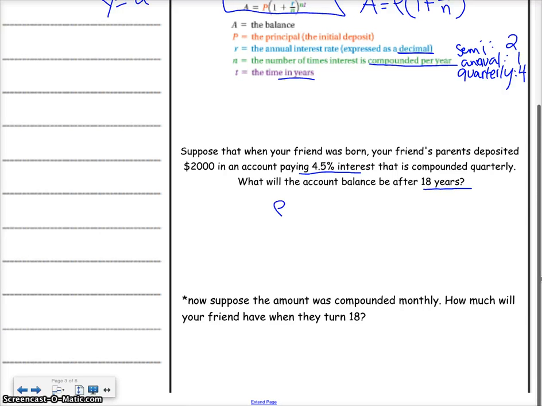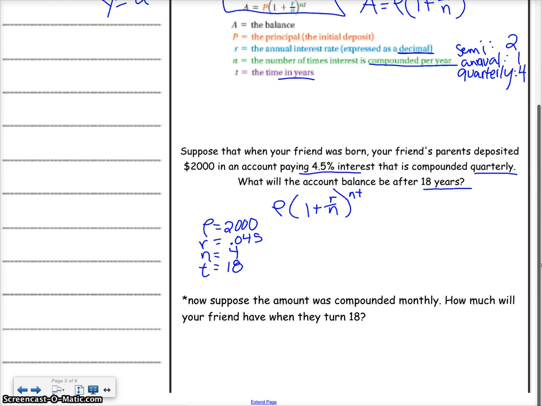So I'm going to write all these. P times (1 plus r over n) to the nt. I need to figure out all these variables, and it takes a little bit of time. P is the initial amount, so P is 2,000. R is your interest rate, 4.5%. Write it as a decimal, 0.045. N is your compounds. I am compounded quarterly, that means 4. And T is your time in years. It was there for 18 years.